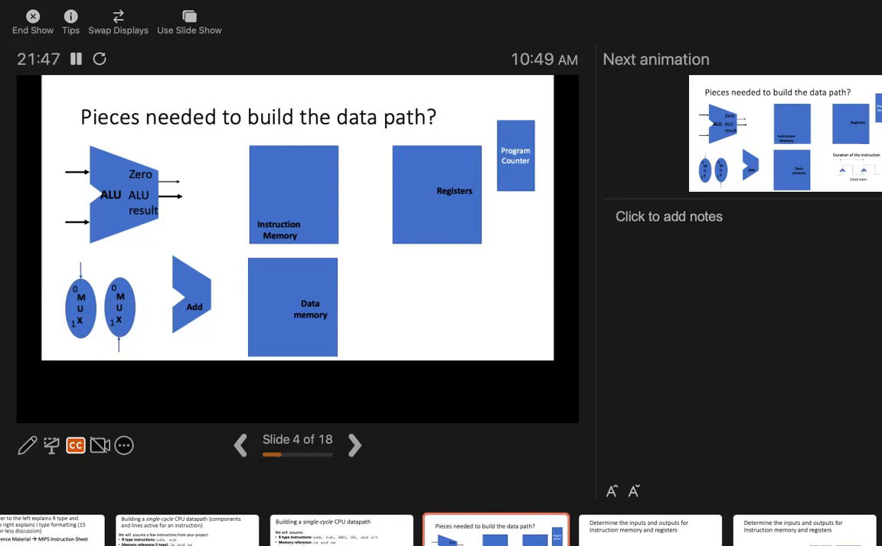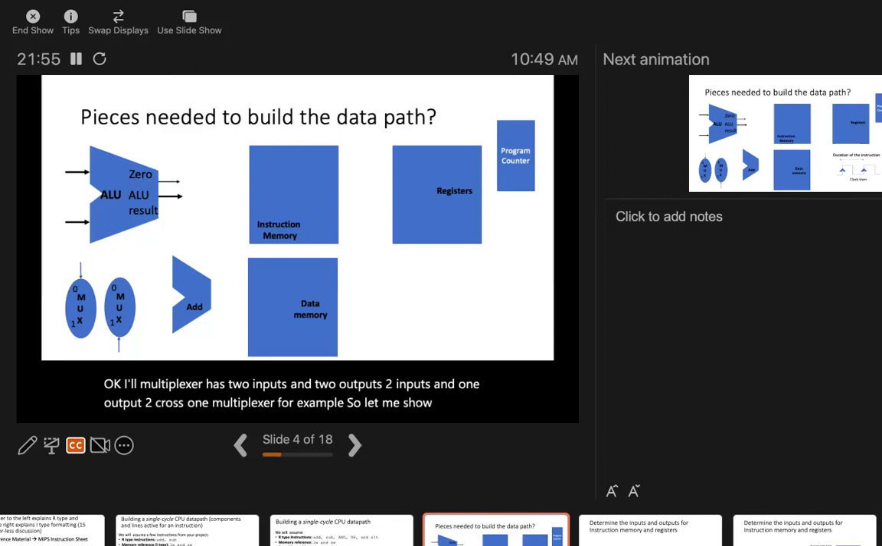Okay. A multiplexer has two inputs and one output, a two-cross-one multiplexer, for example. So let me show you a case. Ramesh and Gafur, can you come please? Now you're going to see something fun. These two are two different individuals standing side by side. Now both of you sit on the chair.